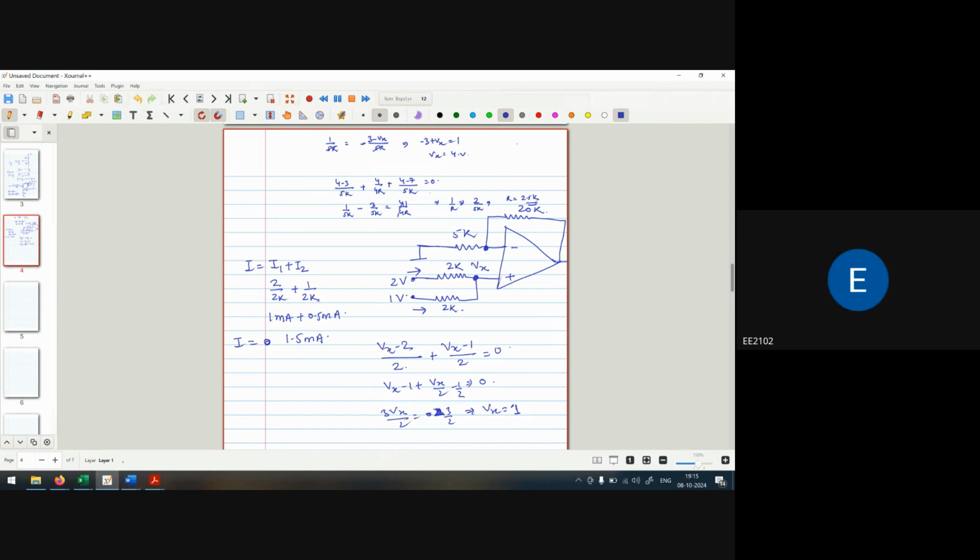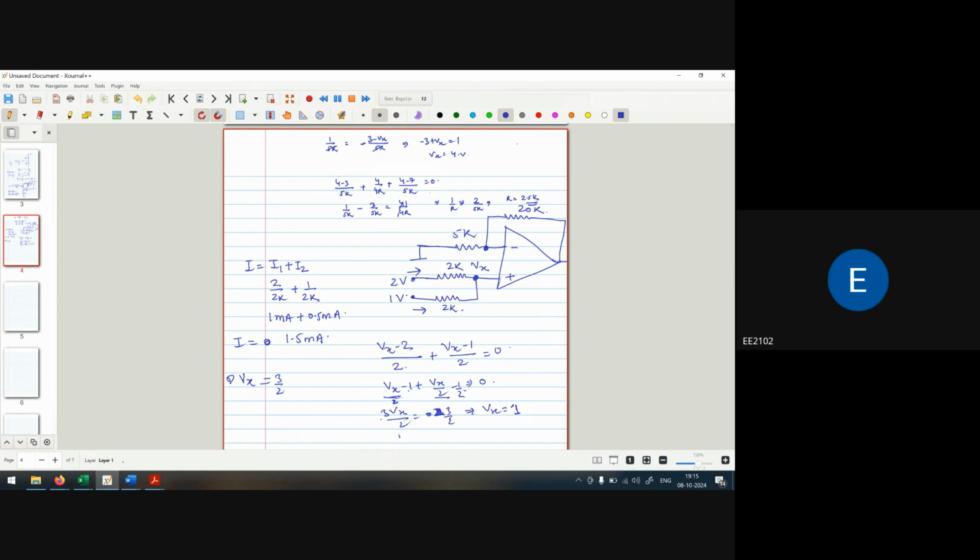Why so? Vx and Vx is 3Vx by 2. 1 and minus 1 and minus 1, 1 by 2 is minus 3 by 2. So it becomes, sir, here on this side the first Vx also will have half. Okay, Vx by 2. So that means Vx is equal to 3 by 2.